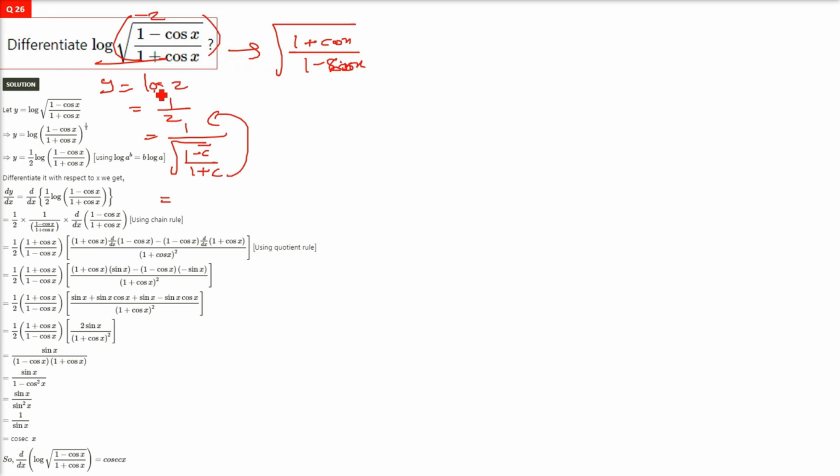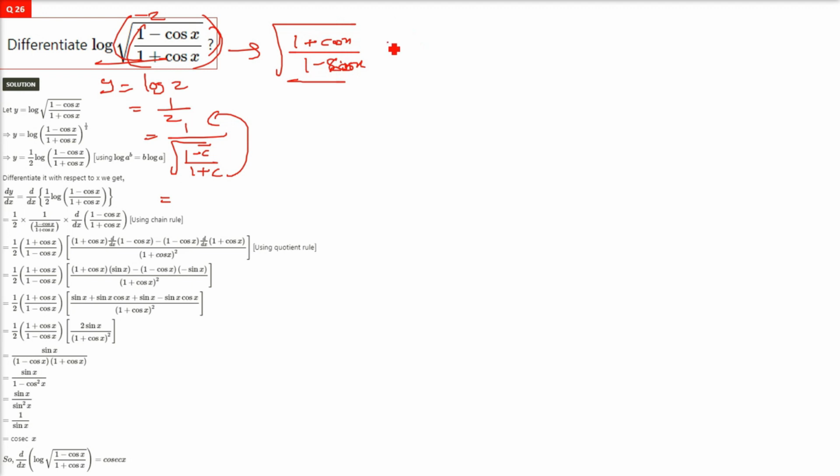The second step is to do the differentiation of under root. If under root x you have to differentiate, it will be 1 by twice of under root of that content. This is just for log x. Log x differentiation is 1 by x. So we have got the first step.